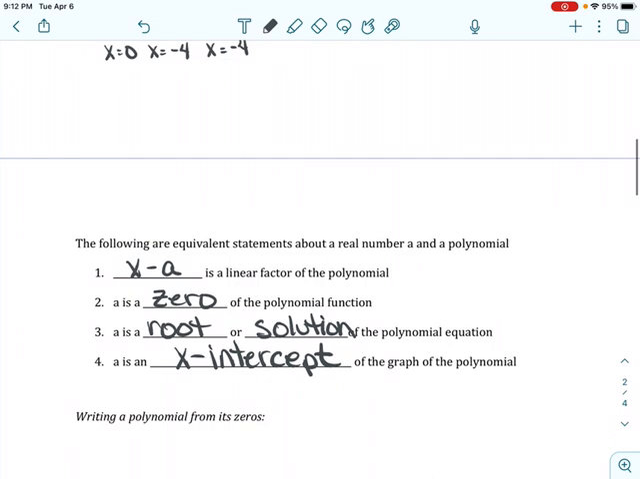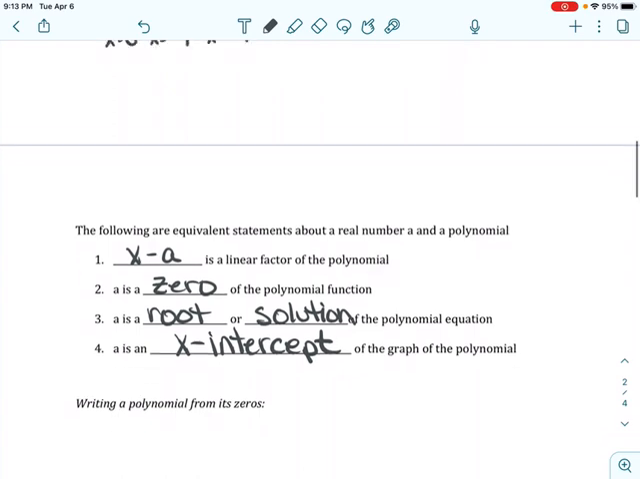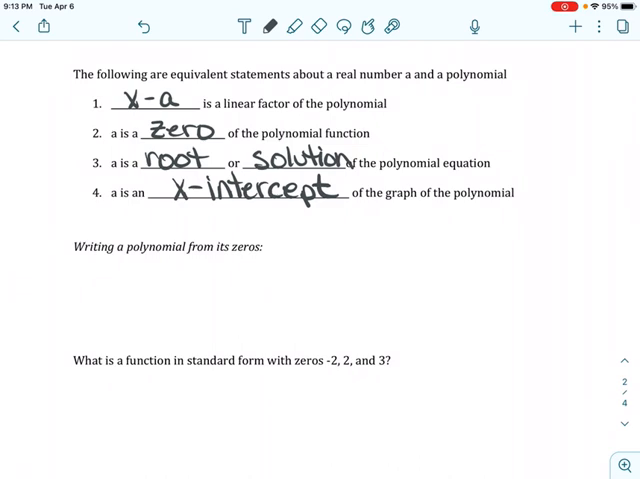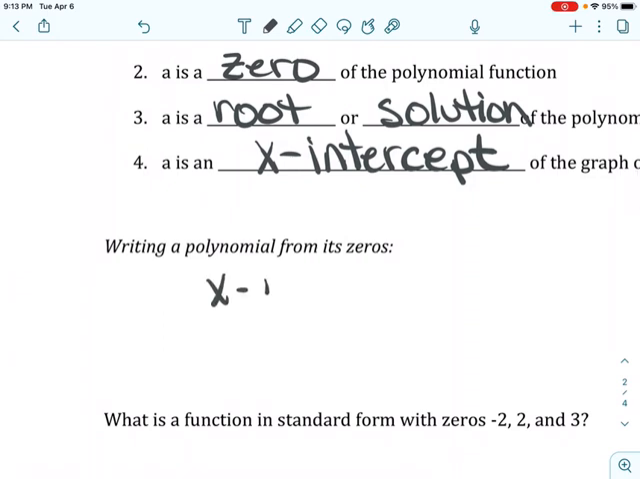Okay, so now that we have these terms as concepts, let's talk about those zeros or roots. Those are going to be the key that we're going to talk about. We're going to be given the roots. How do we write the polynomial? Like, what do we do with it? All right. Okay, so when we write a polynomial from its zeros, we're going to use the x minus a form, where a is the zero.